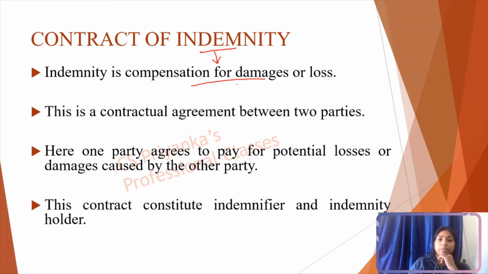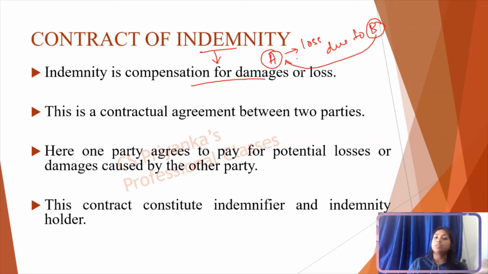So indemnity is compensation for damage or loss. For example, if A is suffering loss due to B, then B will compensate A by paying the compensation for the loss or damage. This is known as a contract of indemnity. So obviously it's an agreement between two parties.